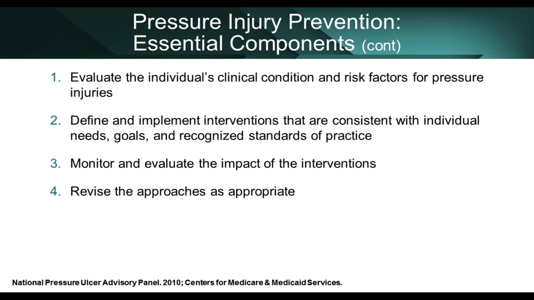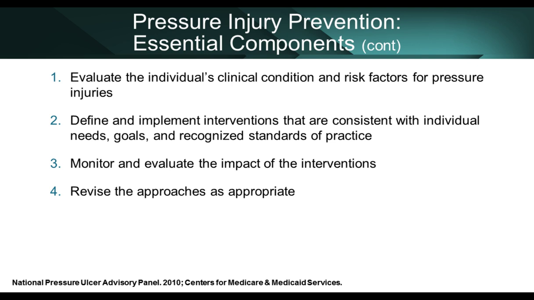Now you might think about these because you'll see the correlation and the relationship to our previous slide. Number 2 is looking at and defining and implementing interventions. That's moisture, nutrition, pressure redistribution. So they're very similar, but these are the definitions that Medicare uses to define avoidable and unavoidable.